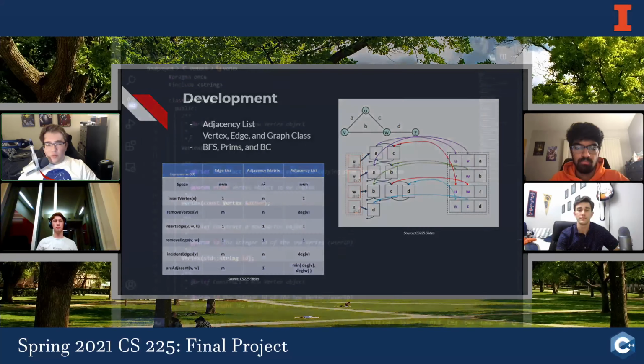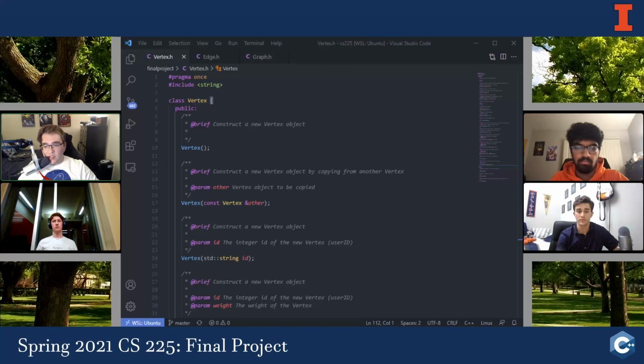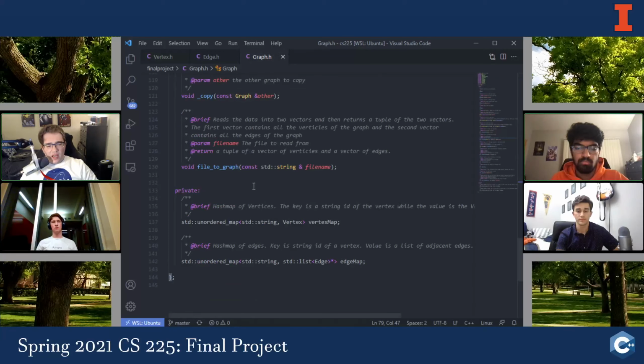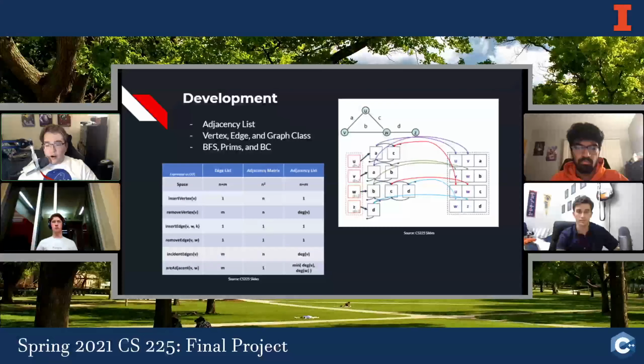Additionally, we implemented a custom vertex, edge, and graph class, with vertex containing a bunch of node IDs, edge containing the two vertices that are connected by the edge, and then our graph class itself containing two unordered maps: one vertex map that maps from a string ID to a vertex, and another edge map that maps from a string to a list of edges. So that was the primary data structure that we sorted everything into. From there, we built off that data structure to implement our BFS traversal, our Prim's minimum spanning tree, and our betweenness centrality algorithm.